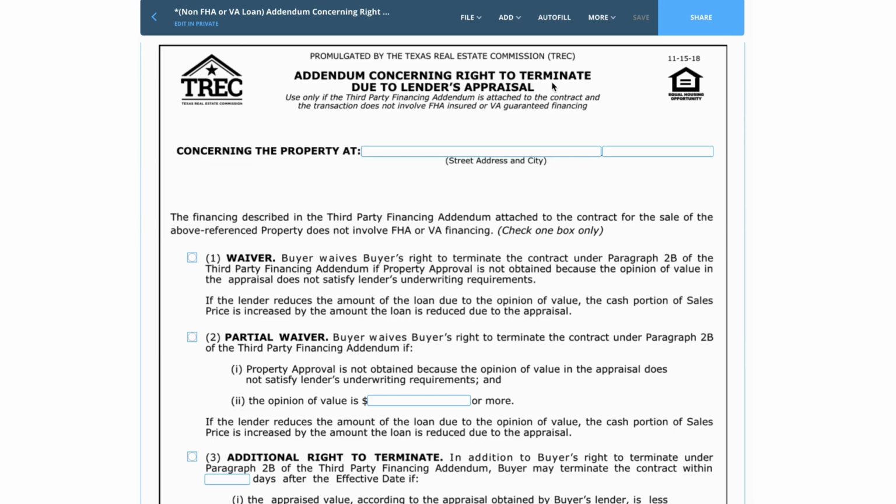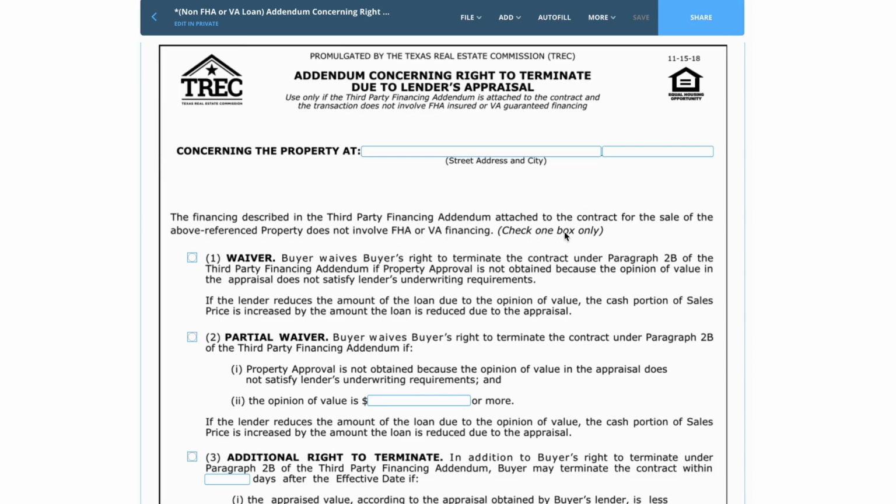Addendum concerning right to terminate due to a lender's appraisal. Now, this form is only used if you have a third-party finance addendum attached to the contract, and the transaction does not involve FHA or VA financing, okay? Again, I'm going to read this right here. The financing described in the third-party finance addendum attached to the contract for the sale of the above referenced property does not involve FHA or VA financing.